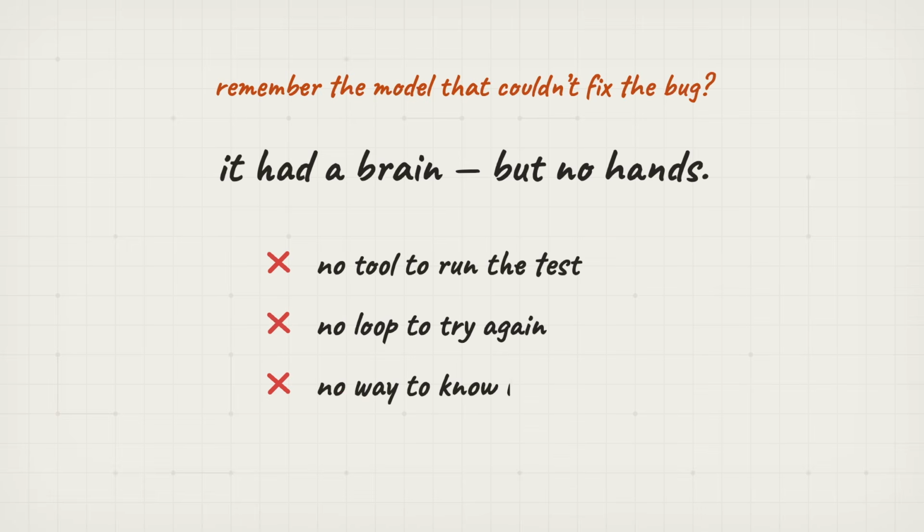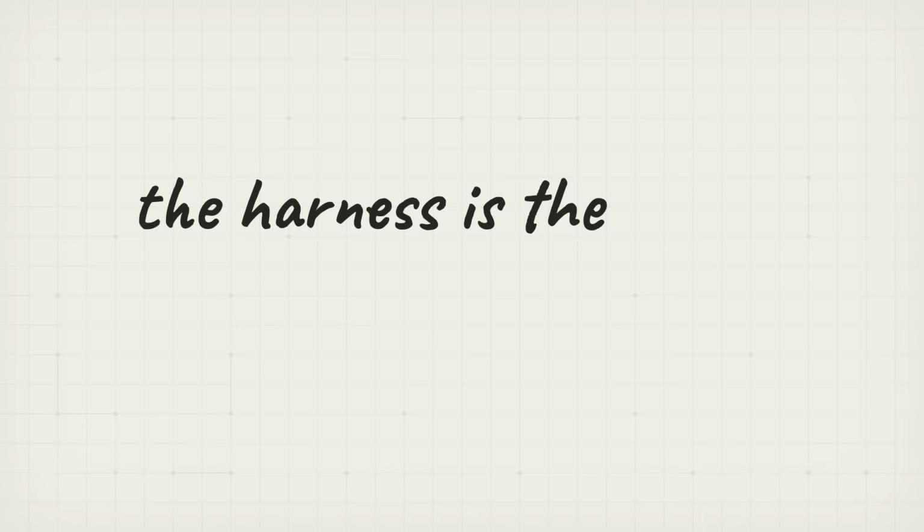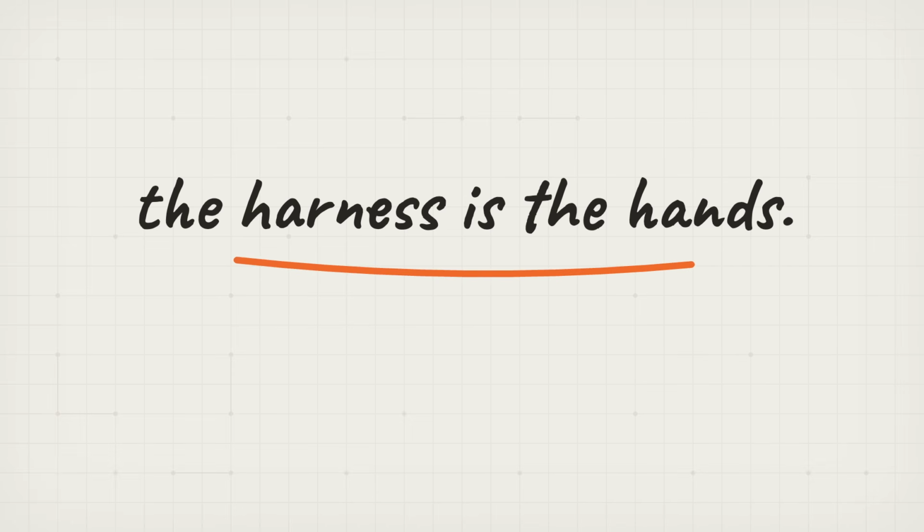There was no loop for it to try again. And there was no way for it to know when the job was actually done. So, in the simplest possible words, the harness is the hands. That is the whole idea of this video. And the best part is you can build one yourself. Just start with those three simple things: a loop, one tool, and a stop condition.